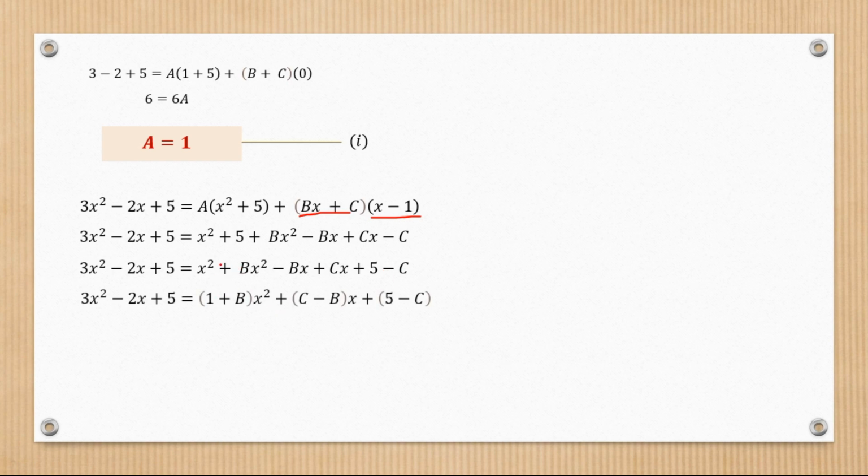So now when we pull out x squared from this, we are left with 1 plus b x squared. Then we can arrange this as cx minus bx. Of course, when we pull out x, we'll have c minus b. Then right here, we're left with 5 minus c.